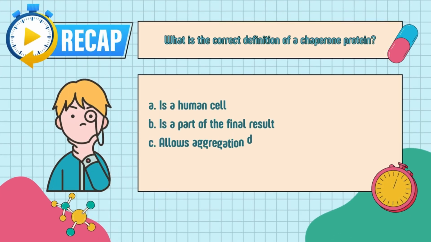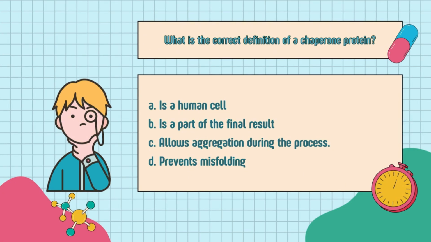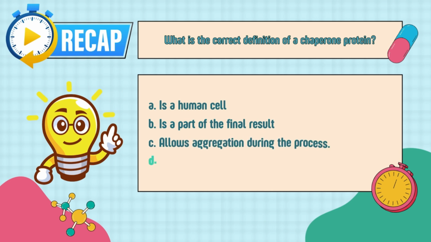Another checkpoint. What is the correct definition of a chaperone protein? A. It is a human cell. B. It is a part of the final result. C. It allows aggregation during the process. Or D. It prevents misfolding. The answer is D. It prevents misfolding.